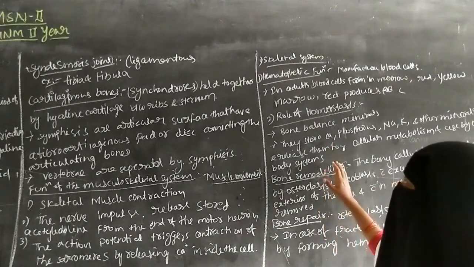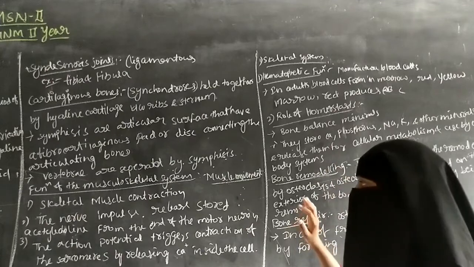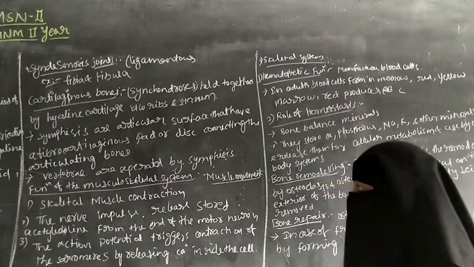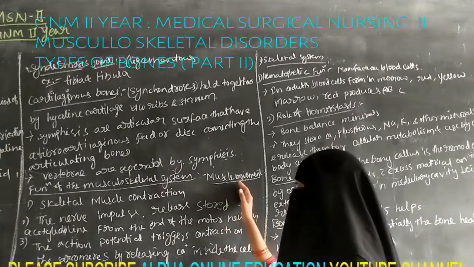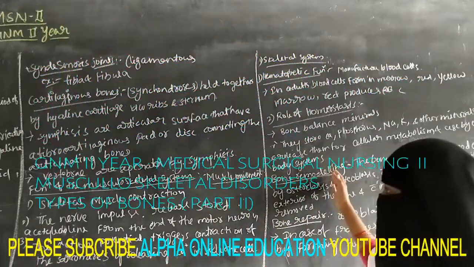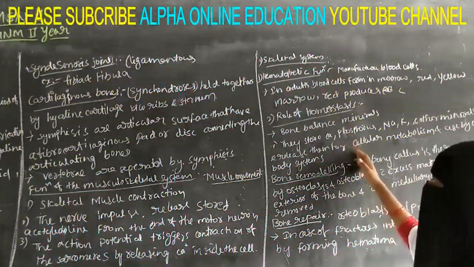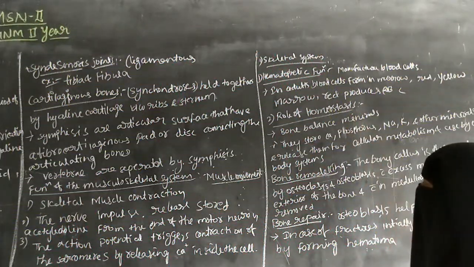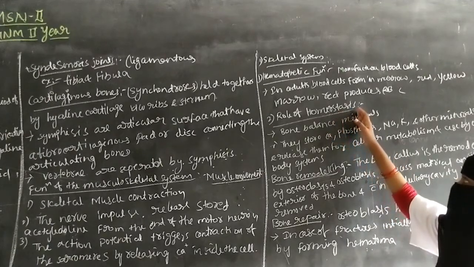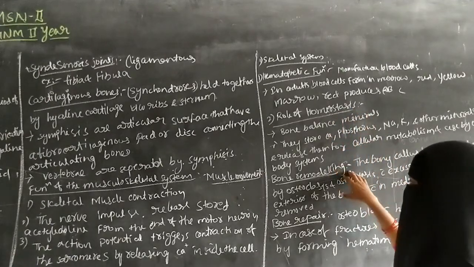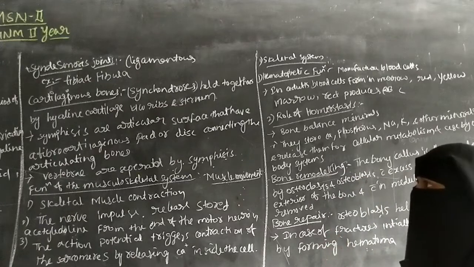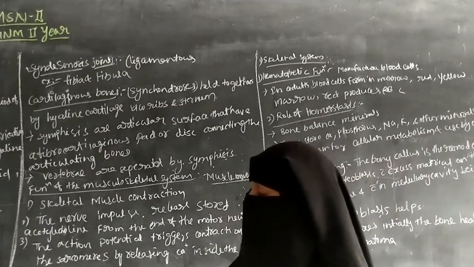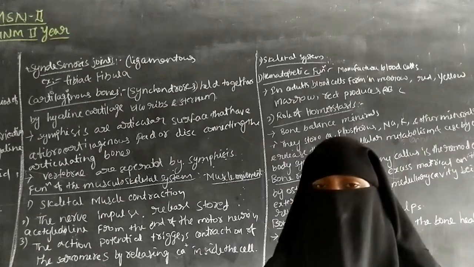So that is about the functions of the musculoskeletal system. This includes muscle movement and skeletal movement. In skeletal movement, there is the hematopoietic function, the role of homeostasis, bone remodeling and bone repair. So it completes the introduction of the musculoskeletal system.